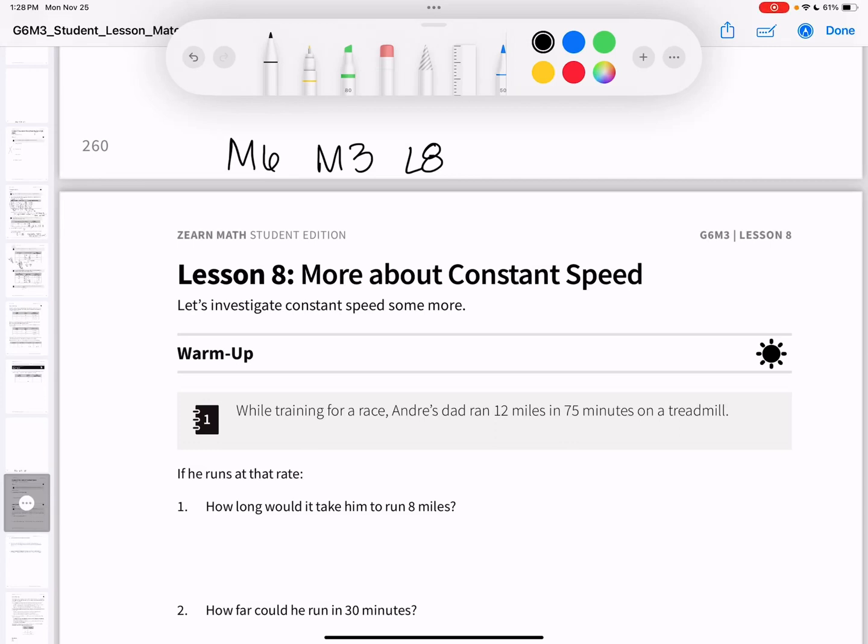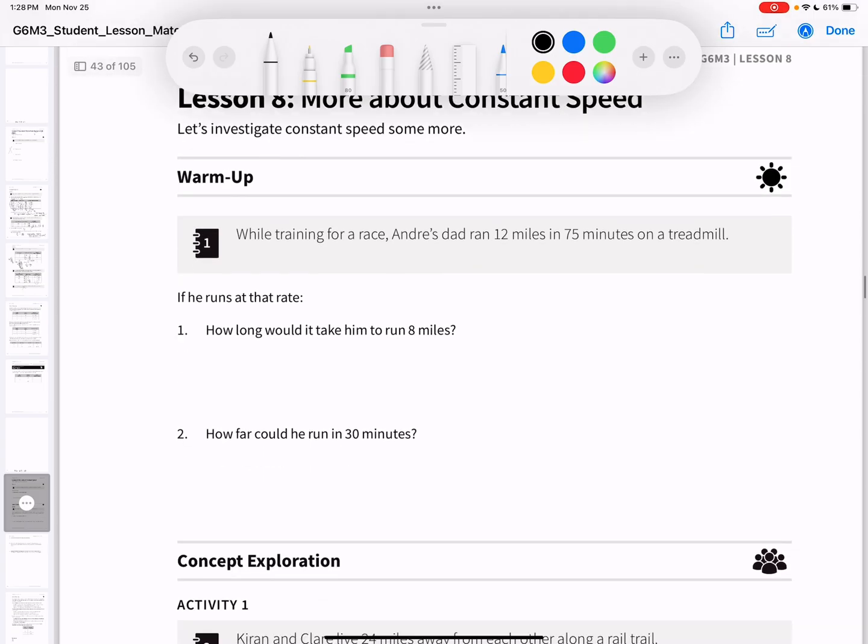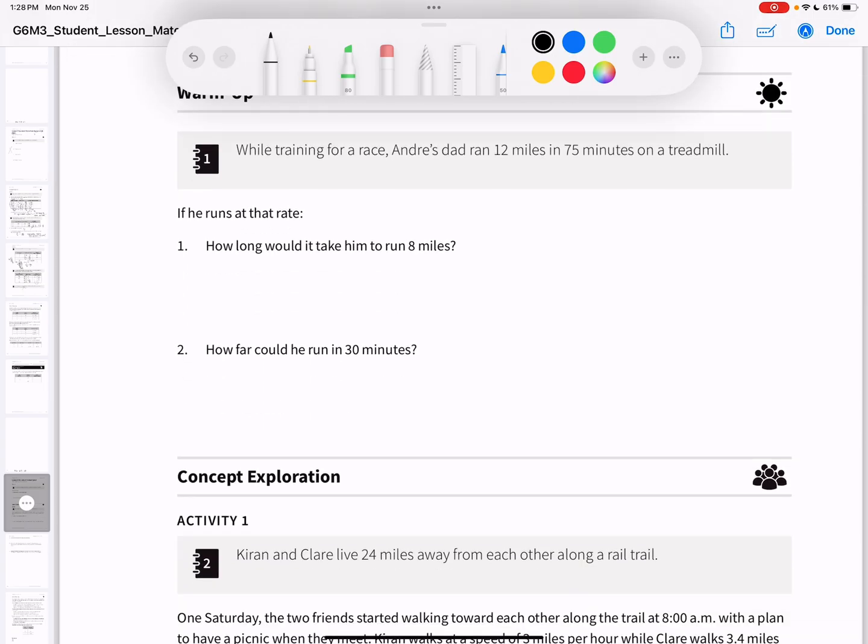Today we're doing Math 6, Mission 3, Lesson 8, more about constant speed. While training for a race, Andre's dad ran 12 miles in 75 minutes on a treadmill. If he runs at this rate, how long would it take him to run 8 miles? How far could he run in 30 minutes?